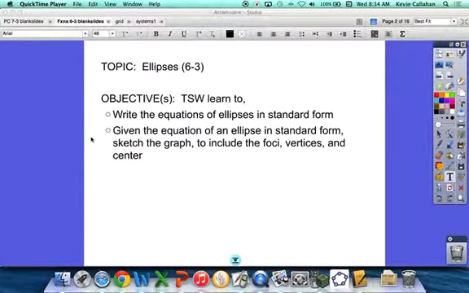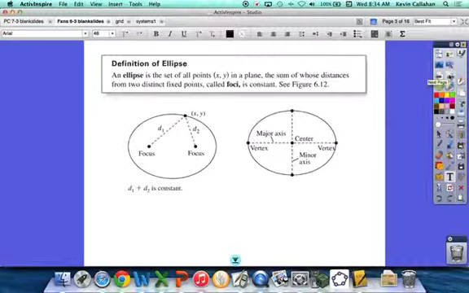So we do ellipses today. An ellipse, like the others, right? Circle was the set of all points equidistant from a point. Parabola was the set of all points equidistant from a point and a line. And now we've got an ellipse, which is a little similar but different. An ellipse is the set of all points, the sum of whose distances from two fixed points is constant, right?